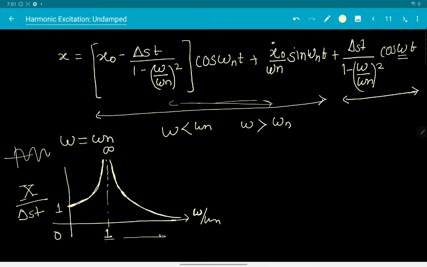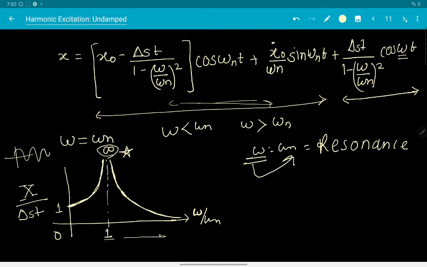Now we are going to consider this case, which is a very peculiar case where omega equals omega n, and this is called resonance, where the frequency of external forcing is exactly equal to the natural frequency. If you apply a harmonic forcing on a system whose frequency of excitation is exactly equal to the system's natural frequency, then what you observe is called resonance.